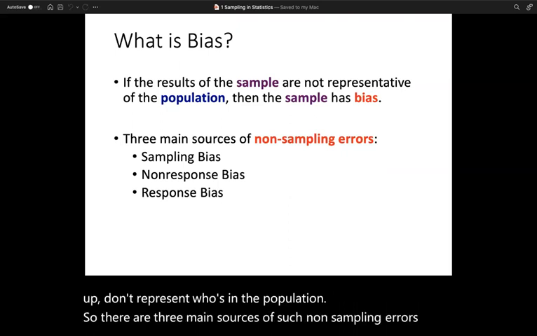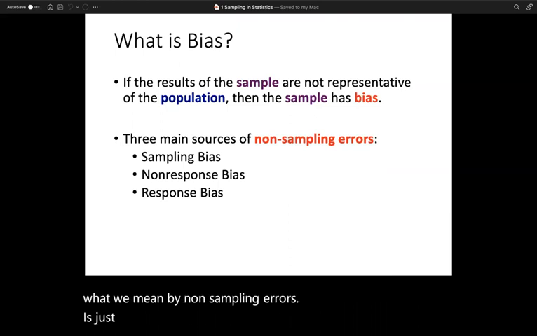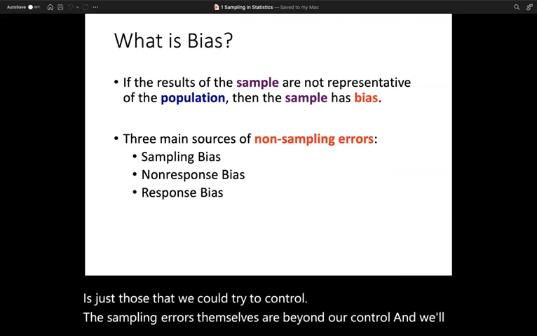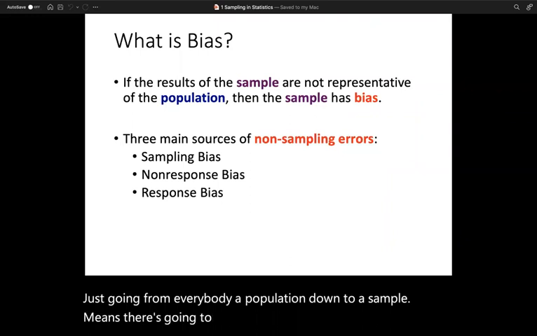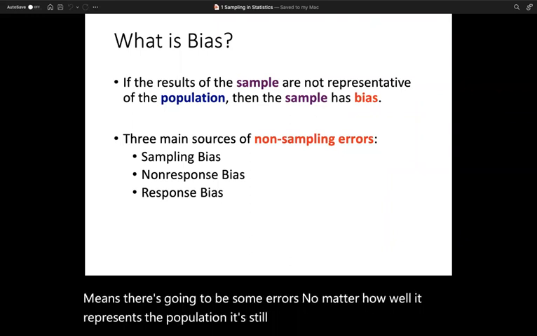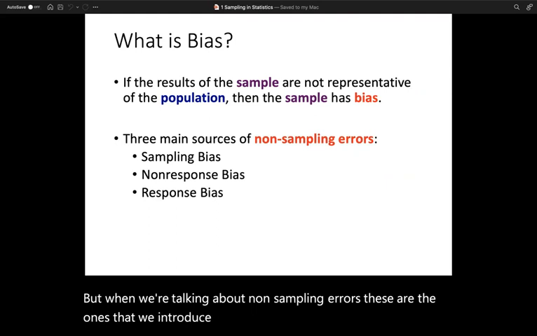And what we mean by non-sampling errors is just those that we could try to control. The sampling errors themselves are beyond our control, and we'll get to that. Just going from everybody, a population, down to a sample means there's going to be some errors. No matter how well it represents the population, it's still not going to be the population. But when we're talking about non-sampling errors, these are the ones that we introduce as researchers.